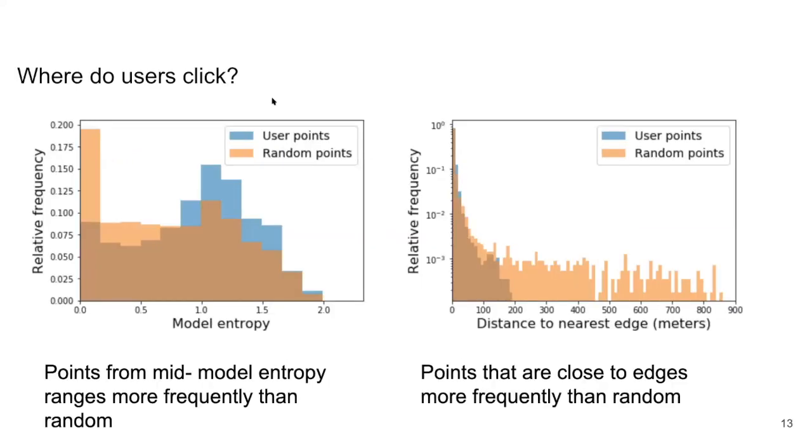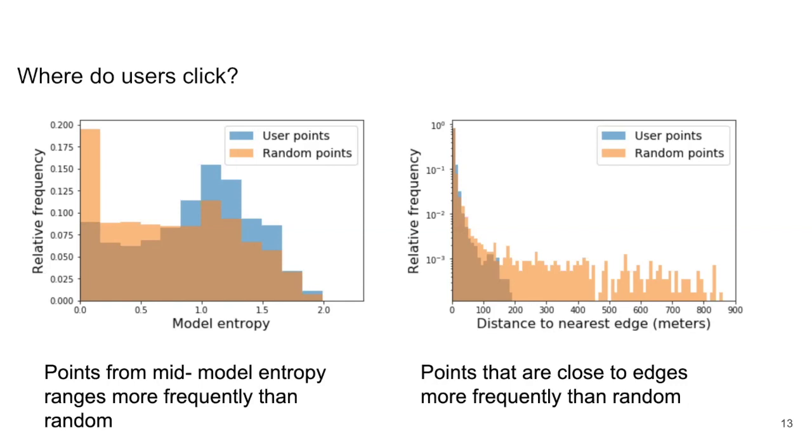Going a little bit more into detail about what the users are actually doing, we find they're not behaving randomly at all. We look at the distribution of the points that they're clicking compared to random selection of points in terms of the model's uncertainty or the model's class entropy. This is the graph on the left. And we find that they're selecting points in the mid-entropy ranges, which is not common in the random, but also not what a model entropy-based active learning query method would do either.